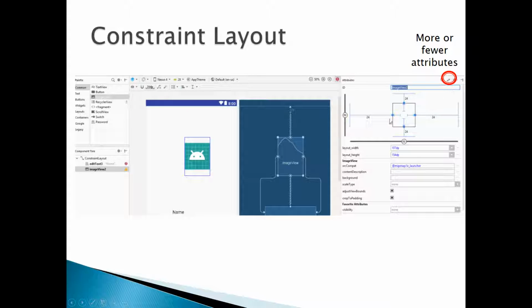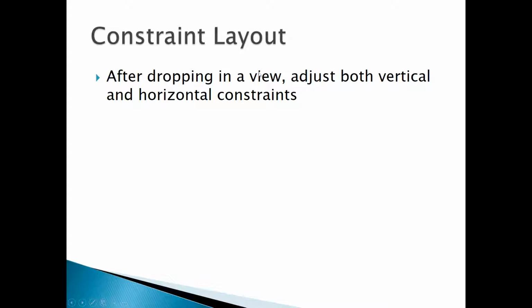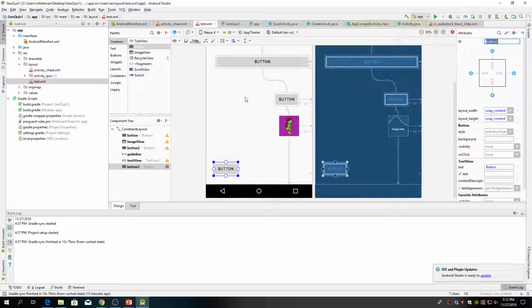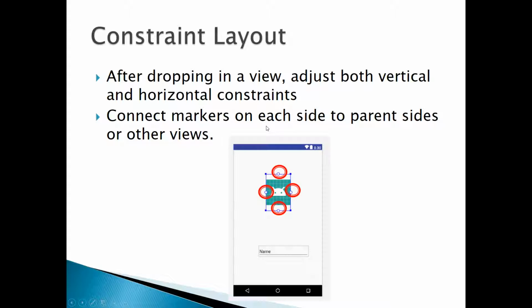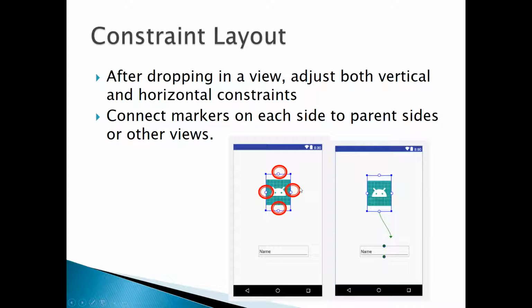Just that icon there threw me for why this was missing. This is interesting too, because we'll get to this in a second. After dropping in a view, you want to adjust both the horizontal and vertical constraints. You connect these markers on each side to the parent side or other views. So in other words, you drop this guy in, you have these circles, these markers, and you need to drag these to constrain them to either sides or different views.